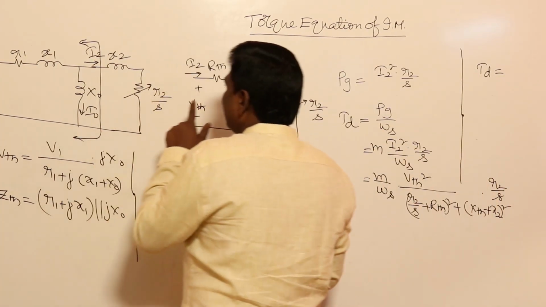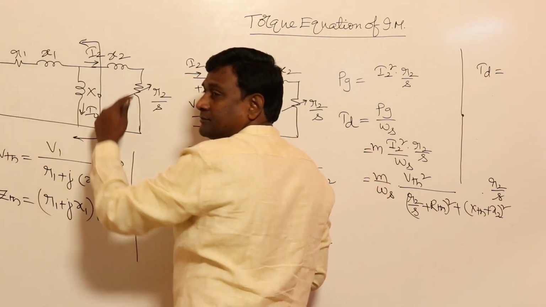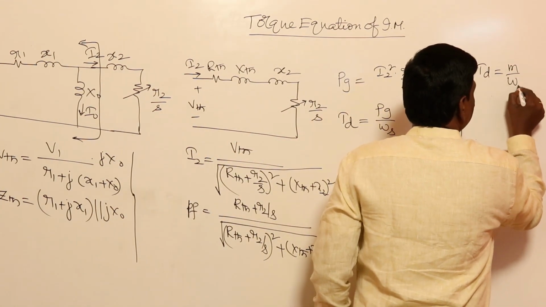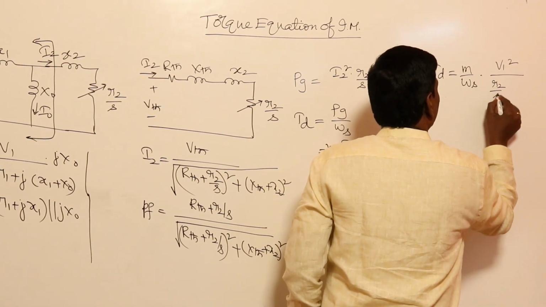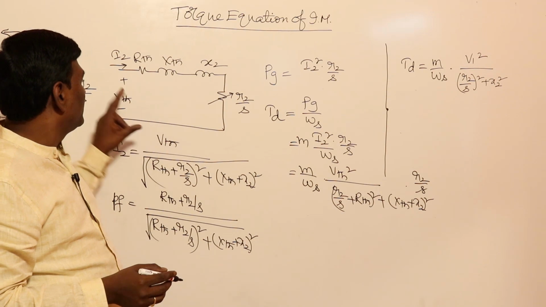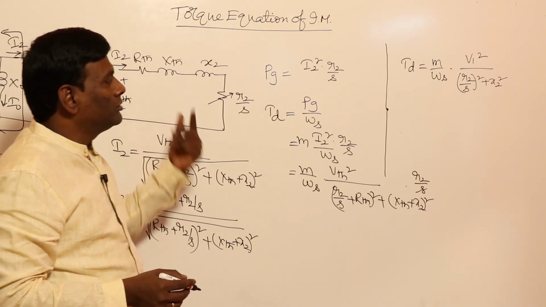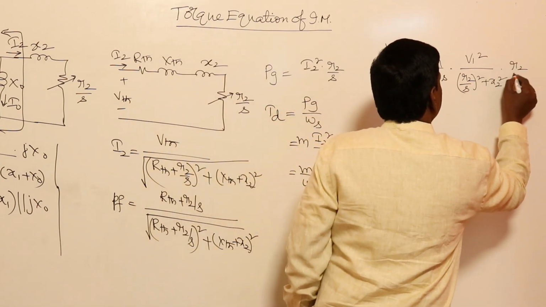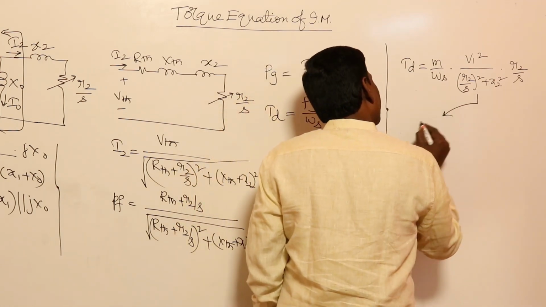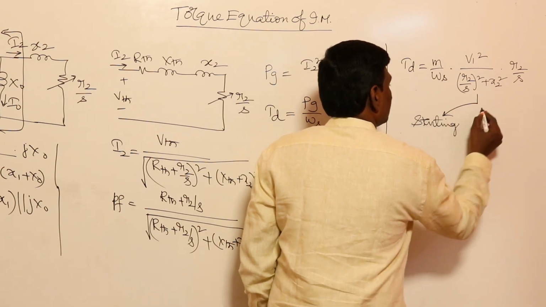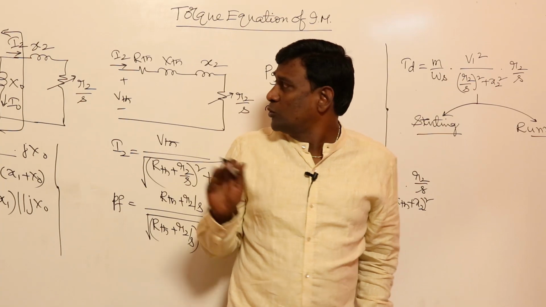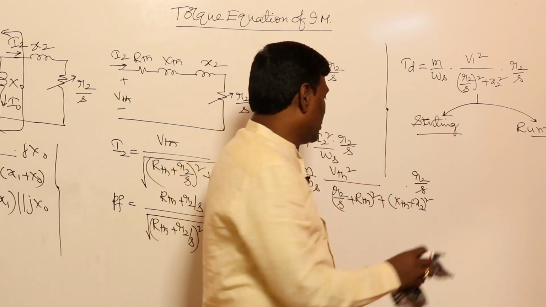If I neglect RTH, XTH, it means V1 will come here. So this is going to be M by omega S into V1 square divided by ((R2 by S) square plus X2 square), into R2 by S. That is, keep V1 here and remove these two. In this, let us divide into starting conditions and running conditions. Actually, we are not going to remember any equations there, please. We are going to remember only this. While solving problems, you will automatically come to know the clarity about it.